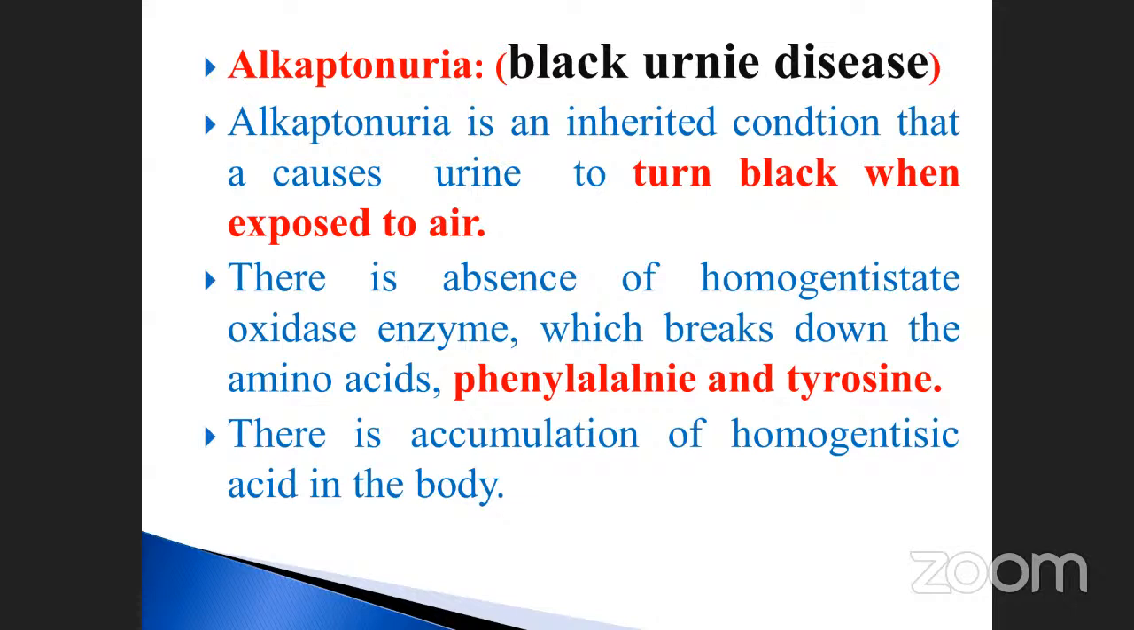What is happening is there is an absence of the homogentisate oxidase enzyme, which breaks down the amino acids phenylalanine and tyrosine. There is an accumulation of homogentisic acid in the body. Note it down, my dear, homogentisic acid. So due to the conversion, the accumulation of homogentisic acid is deposited in the body. As a result, the urine changes from pale yellow into black color when exposed to the atmosphere.